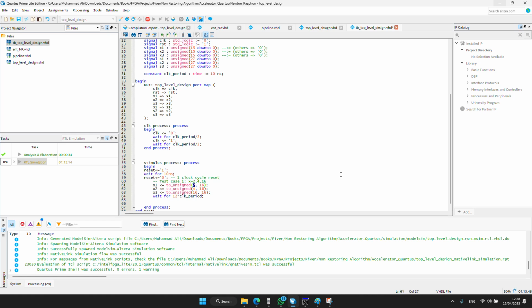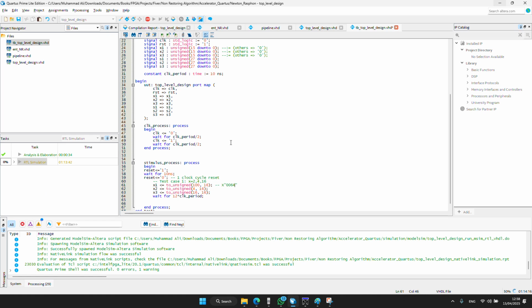Then we input our values for x1, x2 and x3. If you want to see, for example, the square root of 100, just write 100 here and specify the bits. They are already 16 bits, so that is okay. If you want to enter it in hex format, you can also do that. Just write x to denote hex, then write the value in hex format. For 100 it is 64.